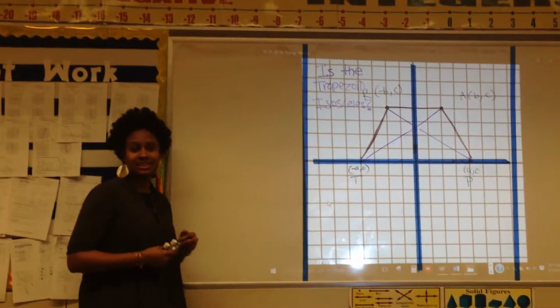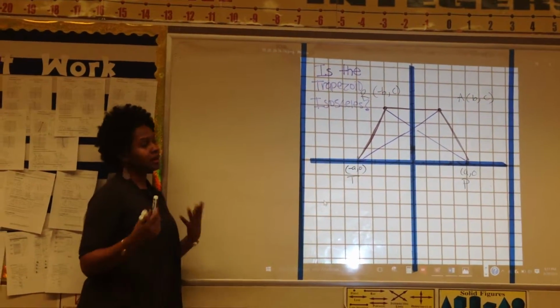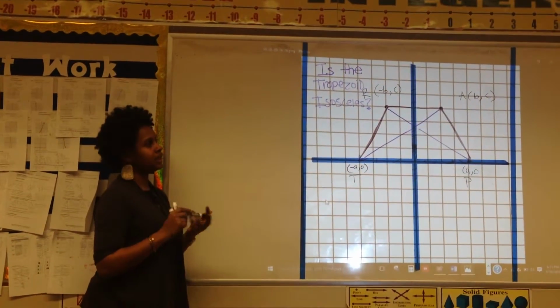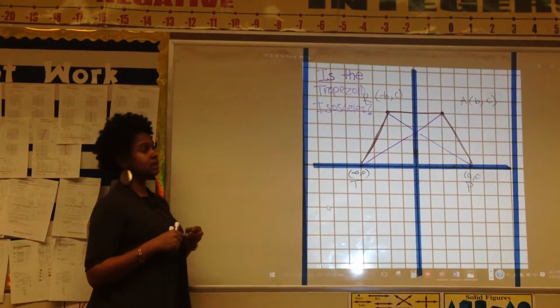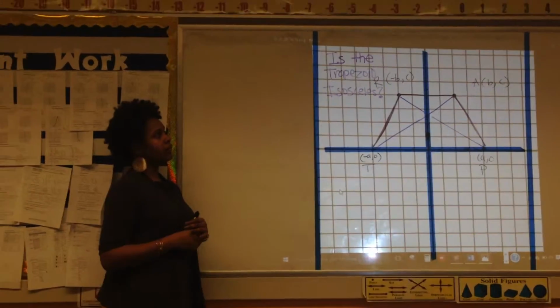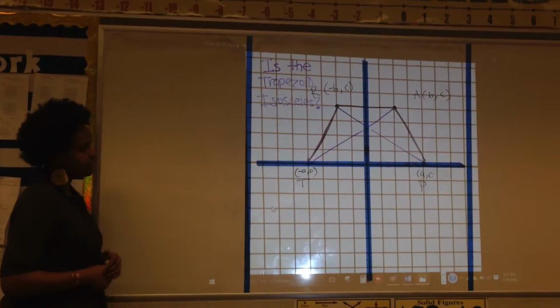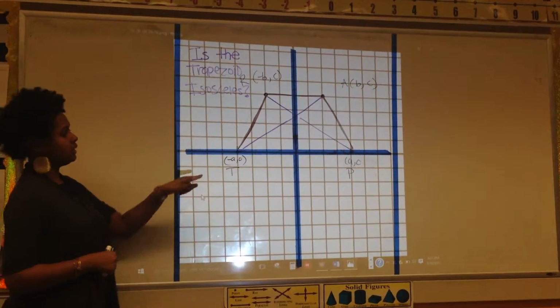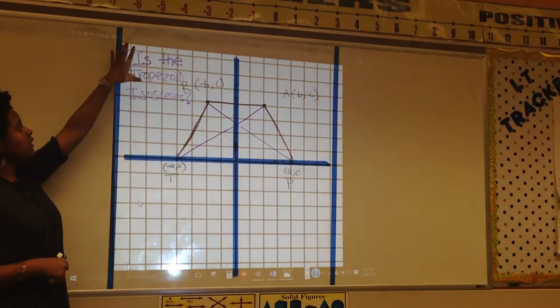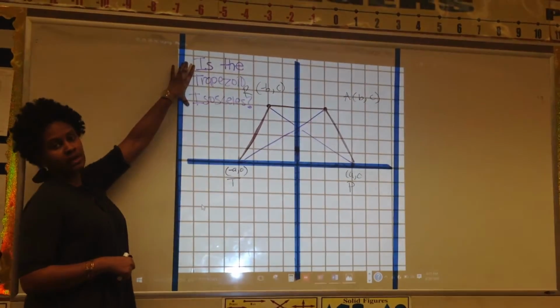Right, so next example, we are still using properties of parallelograms, and we are also using distance, midpoint, and slope to classify these parallelograms and quadrilaterals. So the next example I have for you is a trapezoid. The trapezoid has points T, R, A, and P. The question is, is this trapezoid isosceles?